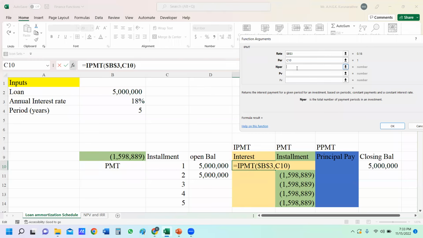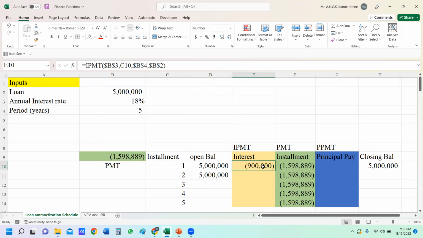So NPER is the number of installments, which is 5. Again, we need to make it constant, fixed, put dollar marks, pressing the F4 key. Present value is the loan amount, again important, make it constant by pressing F4. Future value is not relevant. Let's say we don't need any savings. Say okay. Now interest is 900,000 only for the first installment, but you can copy it to the rest like this.